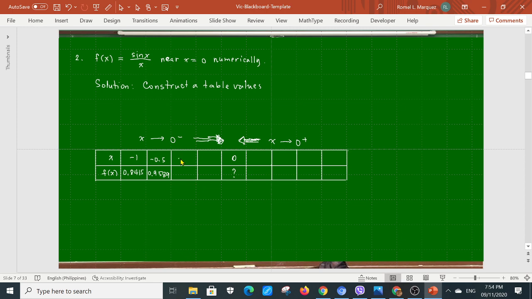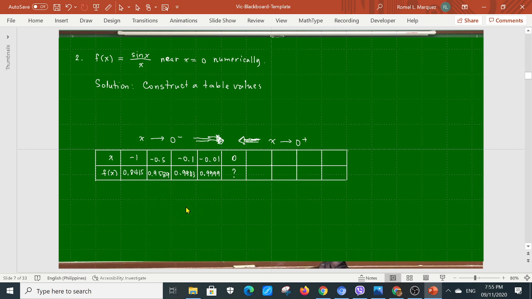When x is negative 0.1, let's have 0.1, sine of negative 0.1 over negative 0.1, I get 0.9983. What about if I have negative 0.01, which is, I think, enough to be close to 0? Or 0.001 if you want. So for negative 0.01, I get 0.9999999. What do you think the behavior is?